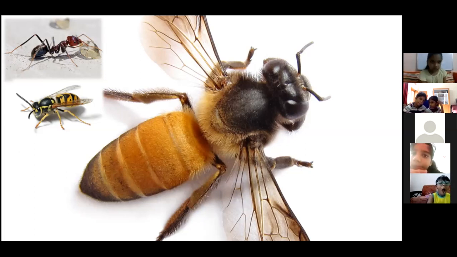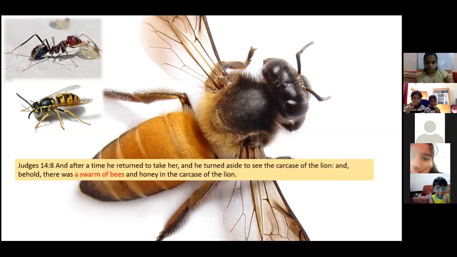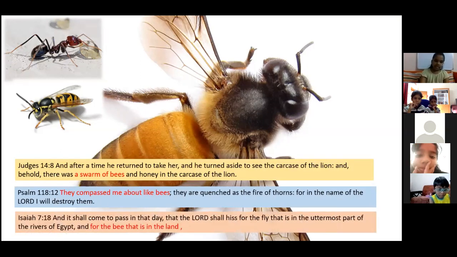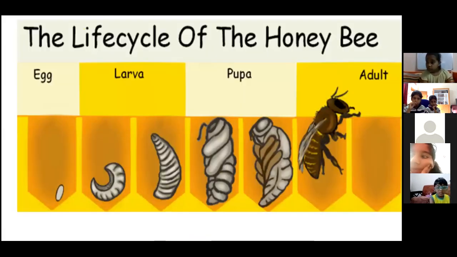There are quite a lot of places in the Bible where bees are mentioned. Here are a few. This is one verse, Judges 14:8. Then Psalm 118 verse 12 and Isaiah 7:18. Okay? So do you know what the life cycle of the honeybee is? The honeybee is most closely related in this area to the butterfly. In sequence, it undergoes 4 stages to complete one life cycle, and that is egg, larva, pupa, and adult.